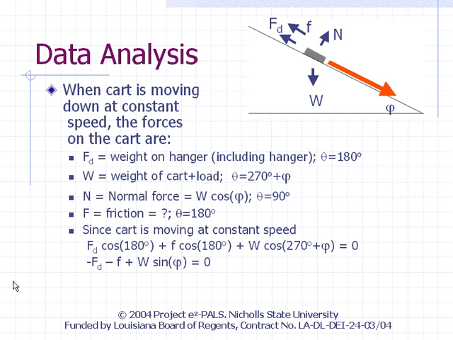Since the cart is moving at constant speed, the sum of all the force components along the inclined plane is 0. The component of F sub d is F sub d times cosine of 180 degrees, which is simply negative F sub d. The component of friction is F times cosine of 180 degrees, which is negative F. The component of the force of gravity, W, is W times the cosine of 270 degrees plus phi, or W times sine of phi. We know everything in this equation except friction. Thus we have one equation and one unknown.